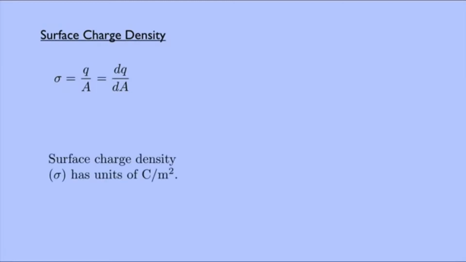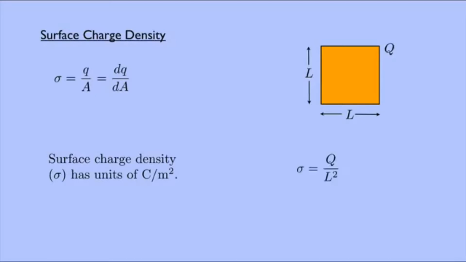Surface charge density works the same way. Sigma is surface charge density. Instead of Q over L, it's going to be Q over A, the area, or dQ over dA, a little bit of charge over a little bit of the area. Surface charge density has units of coulombs per meter squared, and if I had, say, a square surface where the square had a side of length L and total charge Q, then sigma could be Q over L squared or dQ over dA.